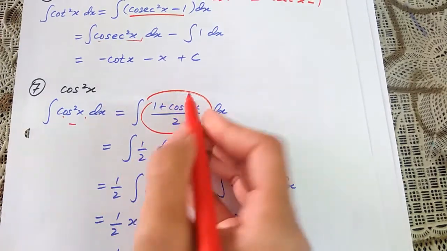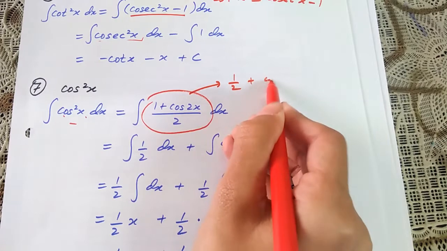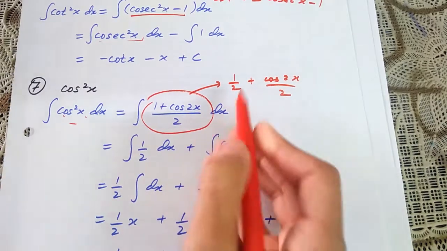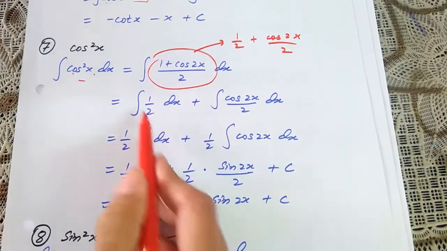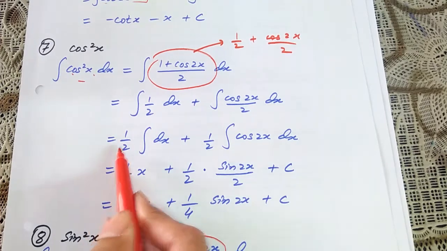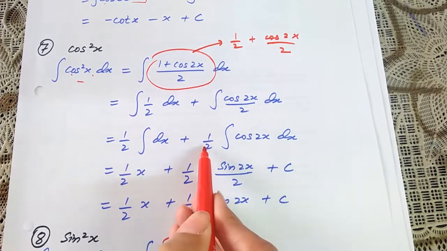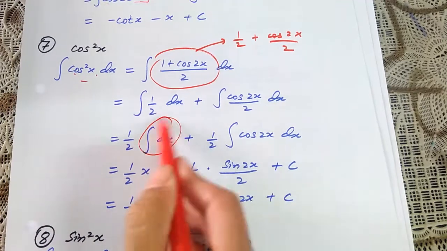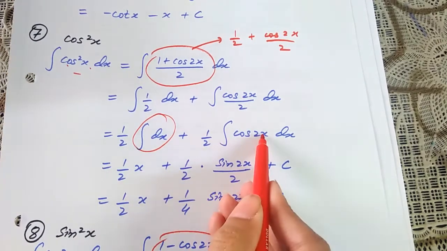Now we can split it. We can write it like 1 by 2 plus cos 2x by 2 and just separate the integration. This 1 by 2 is constant, so it will be treated outside. This 1 by 2 is also constant, treat it outside. This integration will be equal to x and cos 2x.